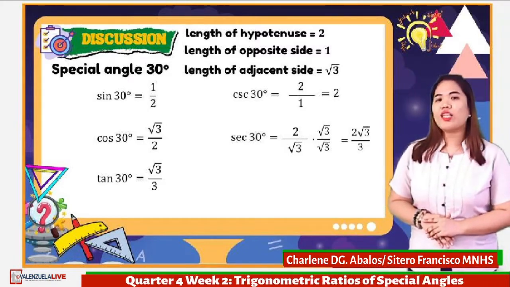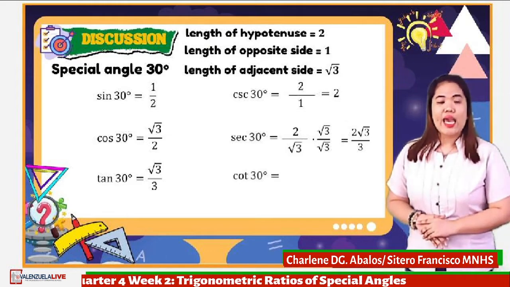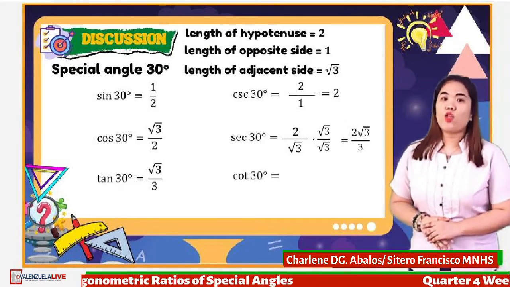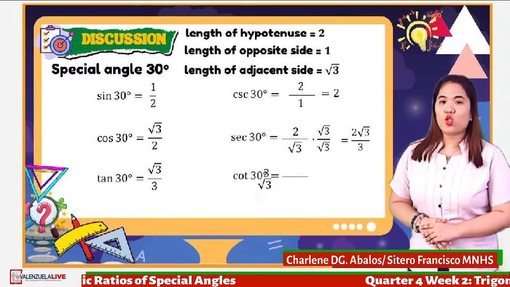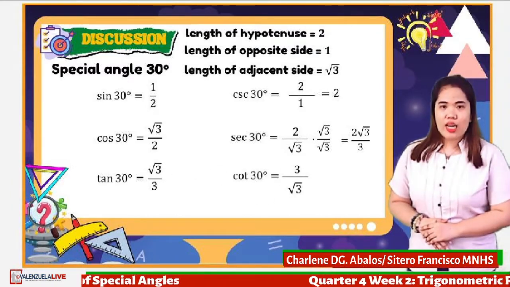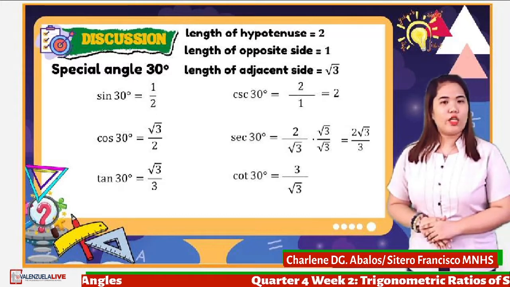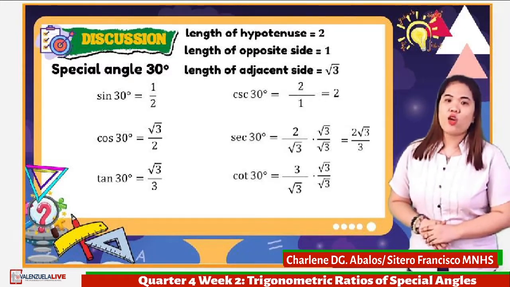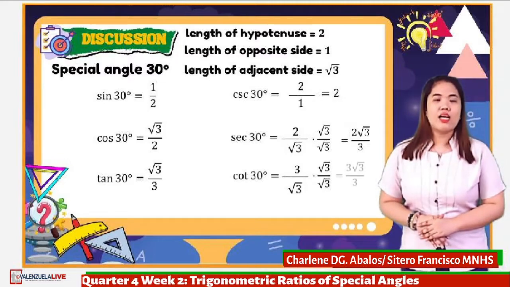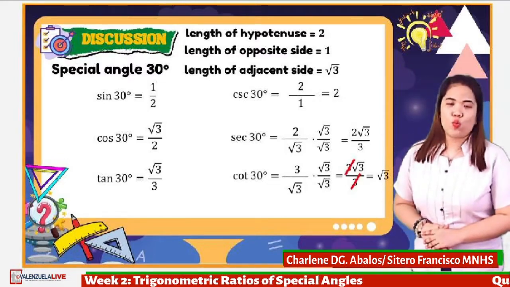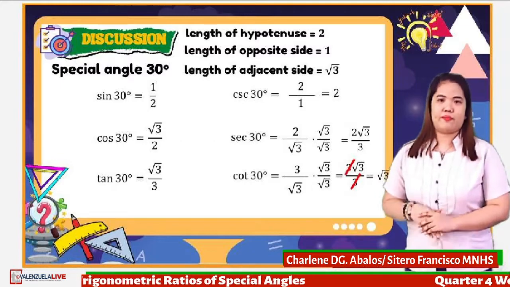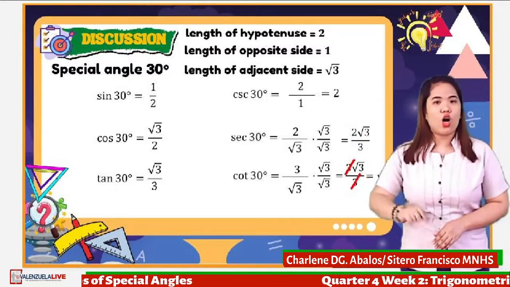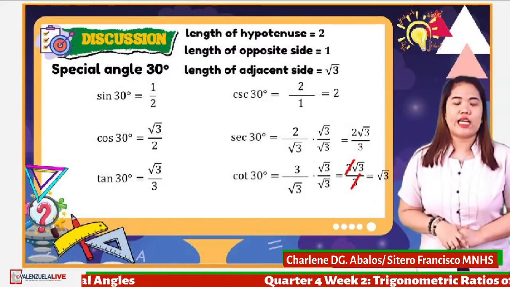Lastly, cotangent 30 degrees. It is the reciprocal of tangent 30 degrees. It will be 3 over square root of 3. Rationalize by multiplying both sides by square root of 3. It will be 3 square root of 3 over 3, or simply square root of 3 because we cancel 3. These are the 6 trigonometric ratios of special angle 30 degrees.